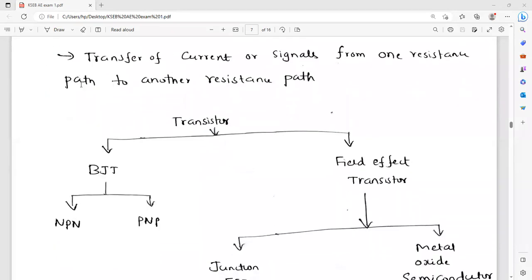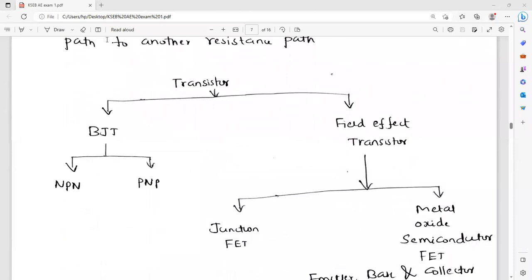All right. So the transistor can be broadly classified into two types. The first one is called bipolar junction transistor, abbreviation BJT. Another one is called FET, field effect transistor. When it comes to BJT, there are two classifications. One is NPN transistor, the other one is called PNP transistor. If I talk about FET, then there are two types: junction FET, and the other one is called metal oxide semiconductor field effect transistor. So these are the classifications of transistor.